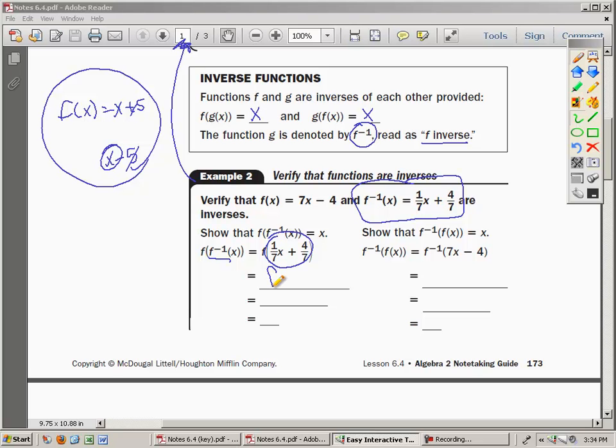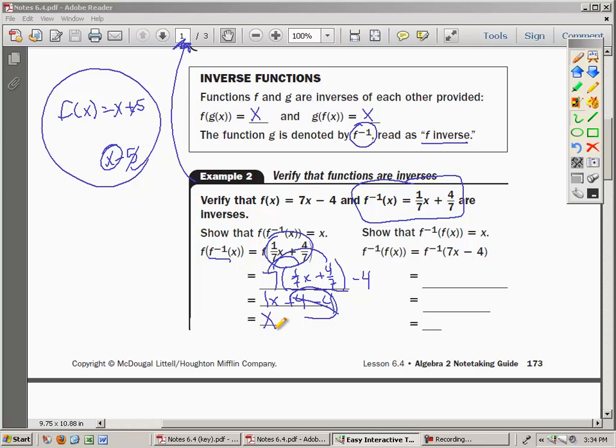So then we're going to take f of that, which says, again, the function f says take 7 times whatever's in the parentheses, which in this case is 1/7 x plus 4/7. And then we're going to take away 4. So again, this says 7 times what x is. Well, in this case, x is 1/7 x plus 4/7. Now we go ahead and distribute. This becomes 1x plus 4 and then minus 4. Those two cancel, and cool, I'm left with x.